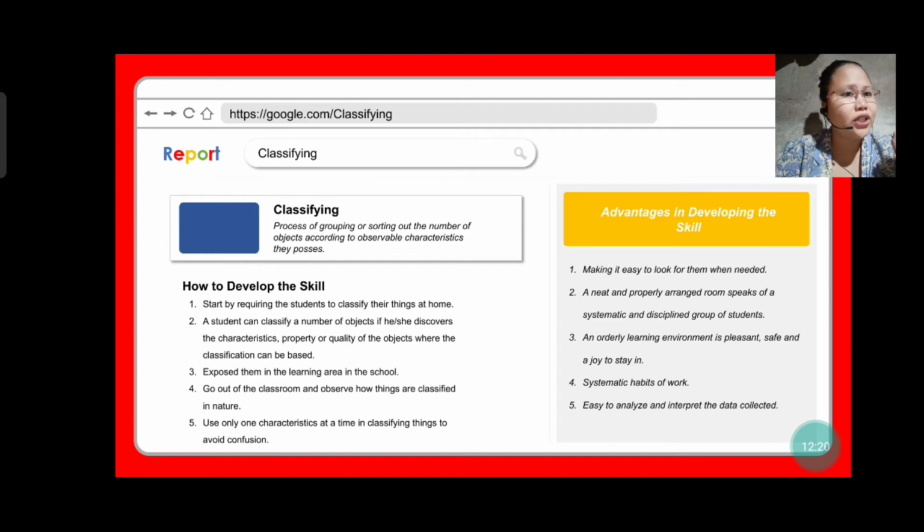Fifth is that it is easy to analyze and interpret the data collected. Since they classify and arrange the things and the data in order, they can now easily analyze and interpret the data collected. Unlike those who do not know how to classify, their data will be scattered everywhere, so they do not know how to analyze the data they have gathered. So that's the science process skill of classifying.